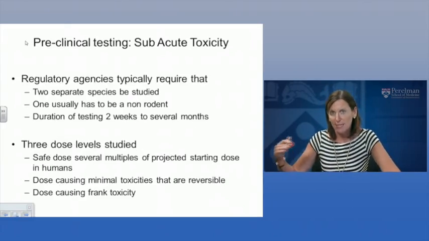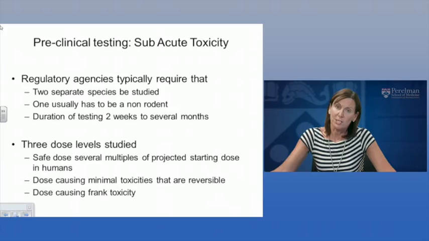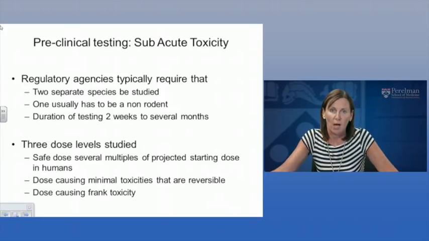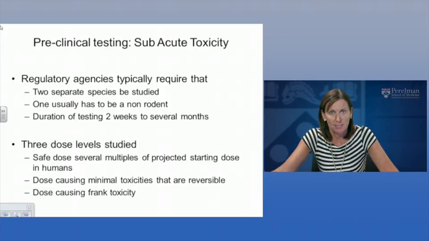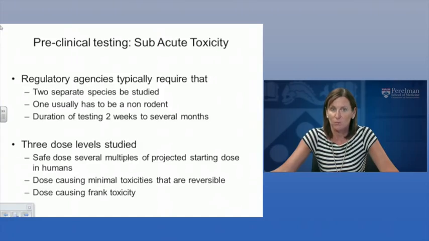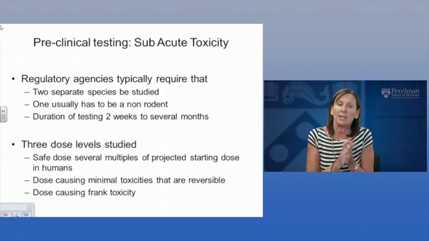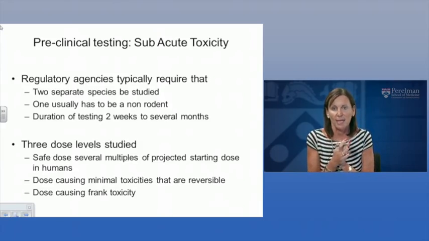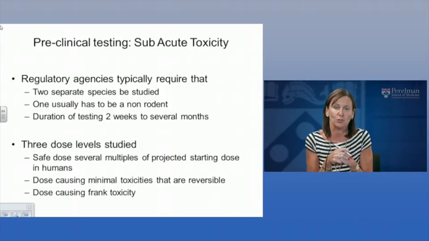Subacute toxicity extends it out a little bit further. Regulatory agencies will differ depending on which country you are operating in, but they typically require, again, that two separate species be studied. Same deal, one usually has to be a non-rodent. And the duration of testing is actually quite variable. It can be as short as 2 weeks, and it can be as long as several months. And it is predicated by the clinical indication for which you plan to use the drug.